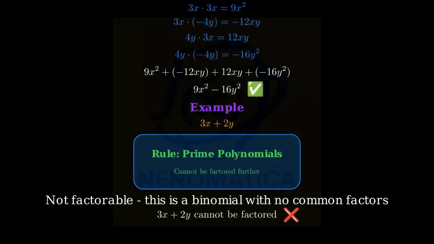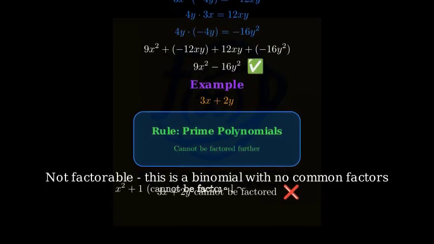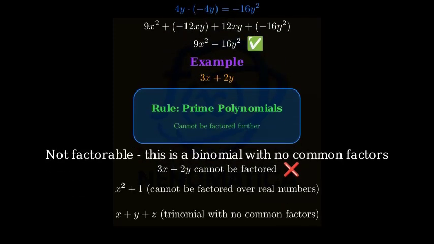It is what we call a prime polynomial. It cannot be factored further. Let's look at some other examples of expressions that cannot be factored. For instance, x squared plus 1 and x plus y plus z are prime polynomials that cannot be factored over the real numbers. Let's summarize what we've learned today about factoring algebraic expressions.